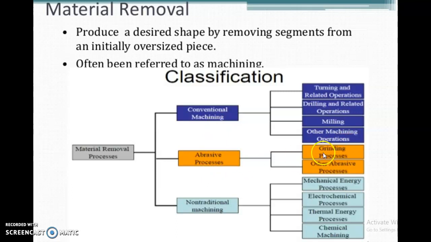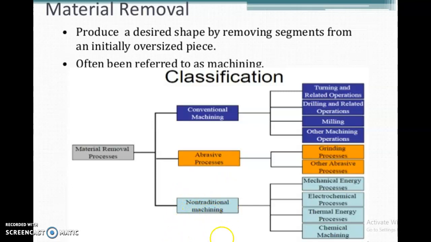And the abrasive process. Grinding and other abrasive processes. This process uses an abrasive grinding wheel. The grinding wheel will be made up of abrasives. Garnet is a basic example of abrasives. In the abrasive process, again the tool will be in direct contact with the workpiece.